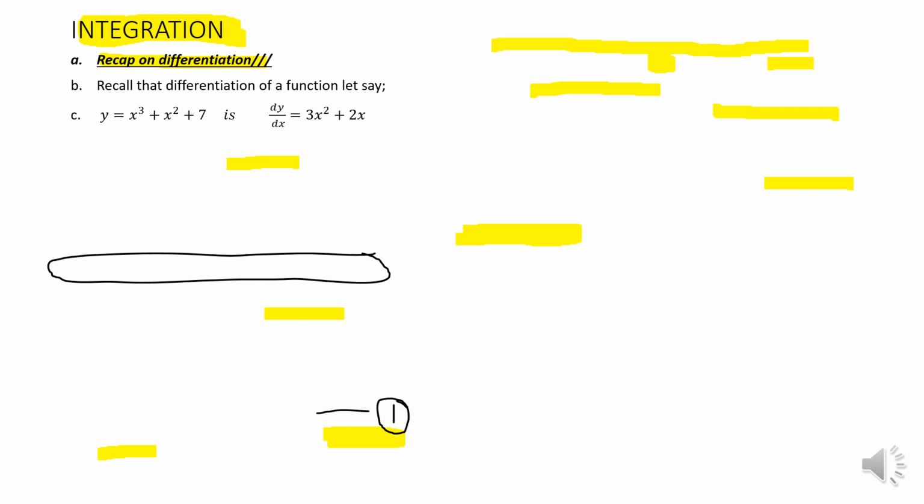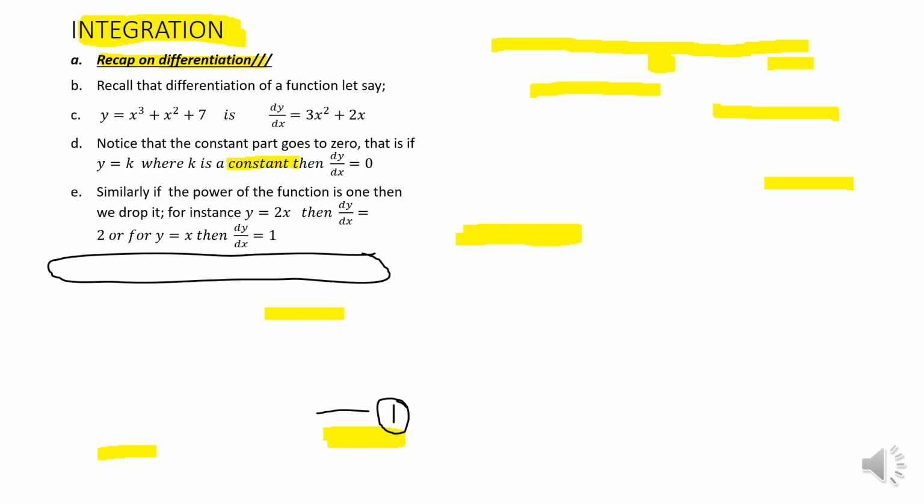But also recall that the differential of a constant is always 0. Now notice that the constant part goes to 0. That is, for any function that is a constant, for example, y equals k, where k is a constant, the differential of that function is 0. Similarly, if the power of a given variable is 1, then we drop that variable. For instance, if y equals 2x, then it's not hard to note that dy/dx is 2. Or for y equals x, it's also easy to see that dy/dx equals 1.